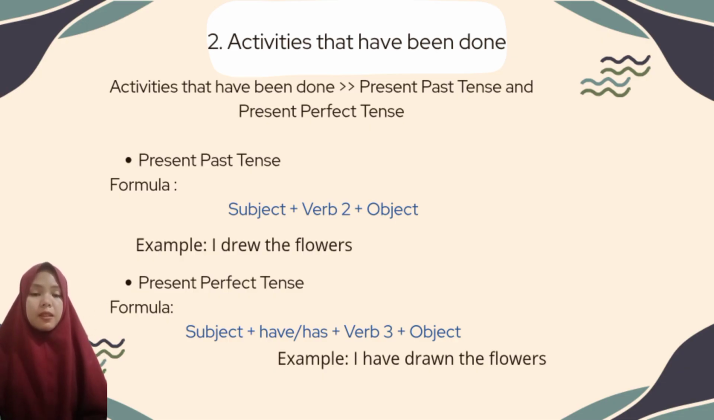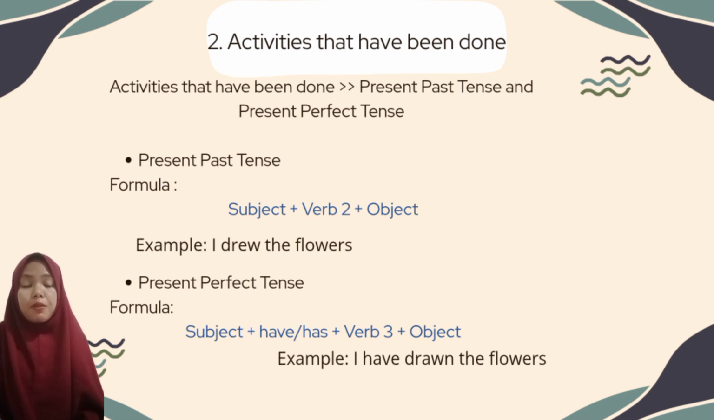Second, activities that have been done. To make this sentence, we use the past tense and present perfect tense. Its formula for past tense is subject plus verb 2 plus object. For example, I drew the flowers. I as a subject, drew as a verb 2, and the flowers as an object.